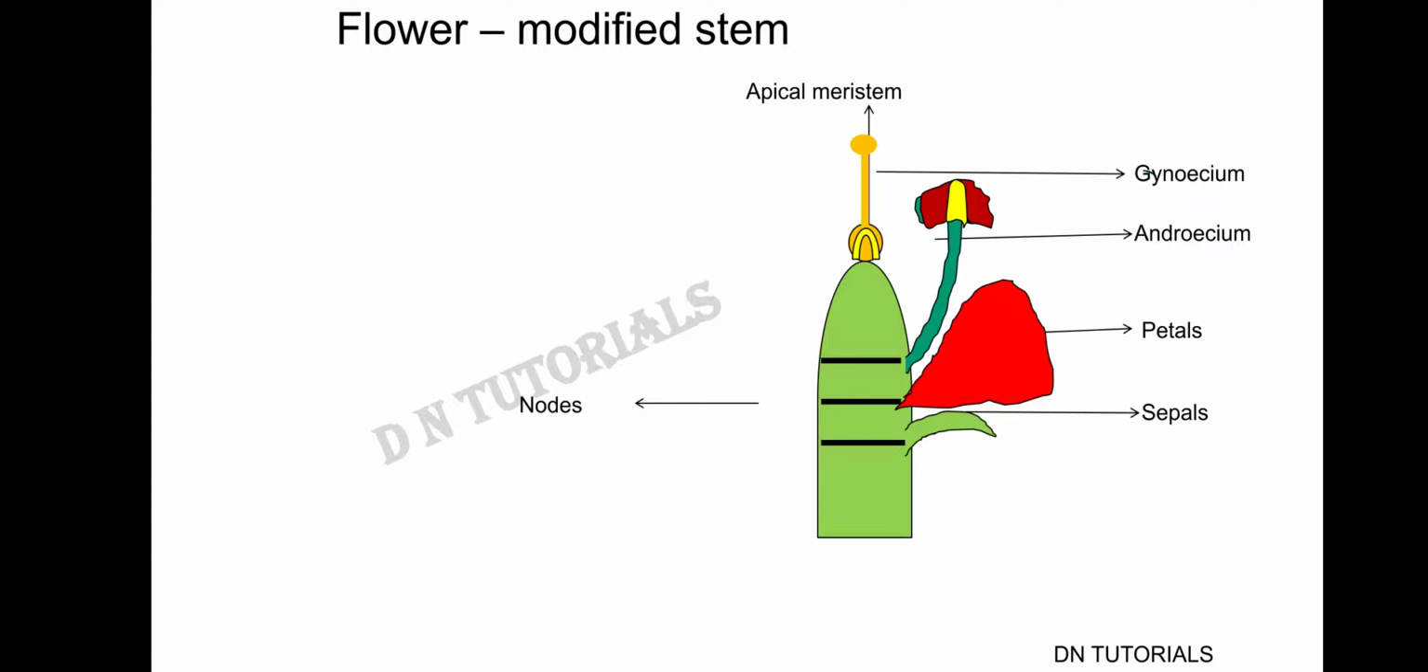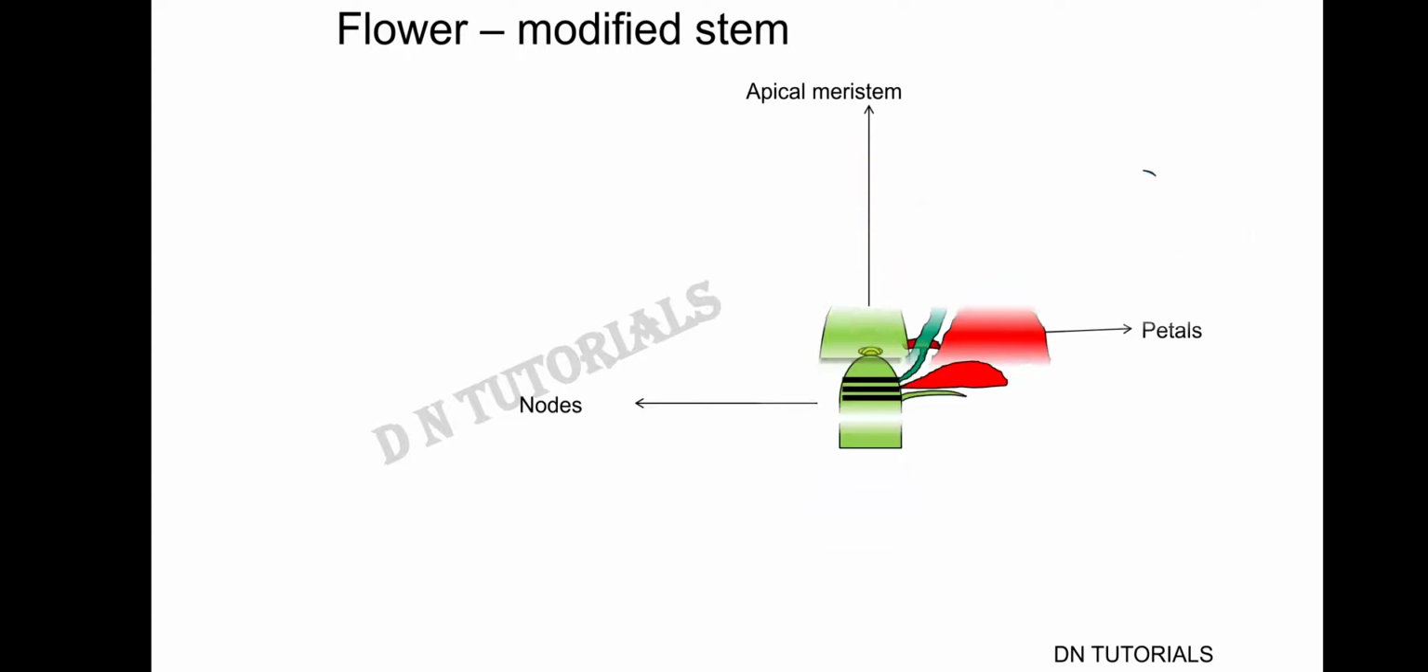Suppose if this entire structure gets compressed, what will happen? All the floral whorls are going to come at the same level. This is how the flower is formed. It is a modified compressed stem. Right? So in flower, as we have discussed before, these are the parts: gynoecium, androecium, petals and sepals.